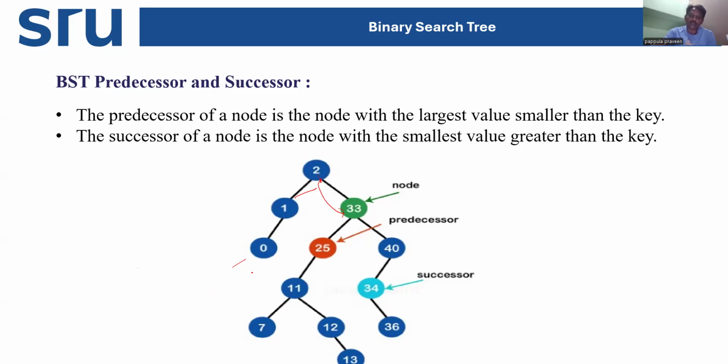And now coming to here, the predecessor of a node is the node with the largest value smaller than the key value. That is called the predecessor, 25 is the predecessor. So these are all the less than elements. The successor of the node is the node with the smallest value greater than the key. So now 34 is the smallest value among 40 and 36. Okay, now this is the successor.